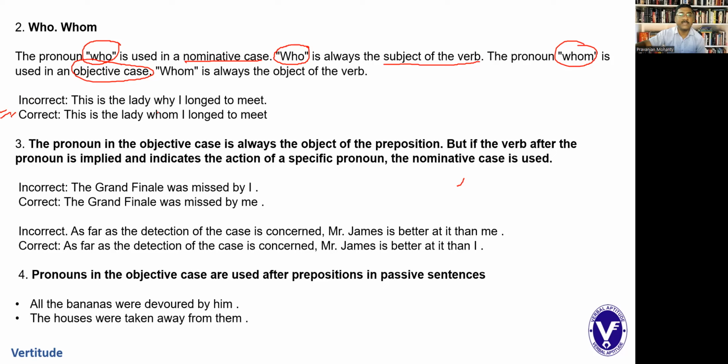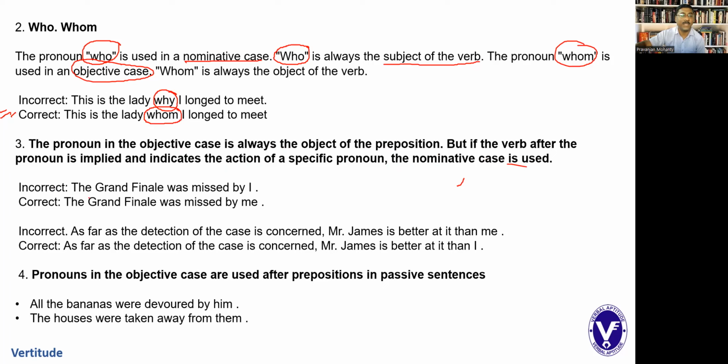Now, this is the lady whom I long to meet. So here I'm talking about the objective case. So this is the lady whom, जिनसे मैं मिलना चाहता था. So whom I long to meet. The pronoun in the objective case is always the object of the preposition. What we have discussed. But if the verb after the pronoun is implied and indicates the action of a specific pronoun, the nominative case is used.